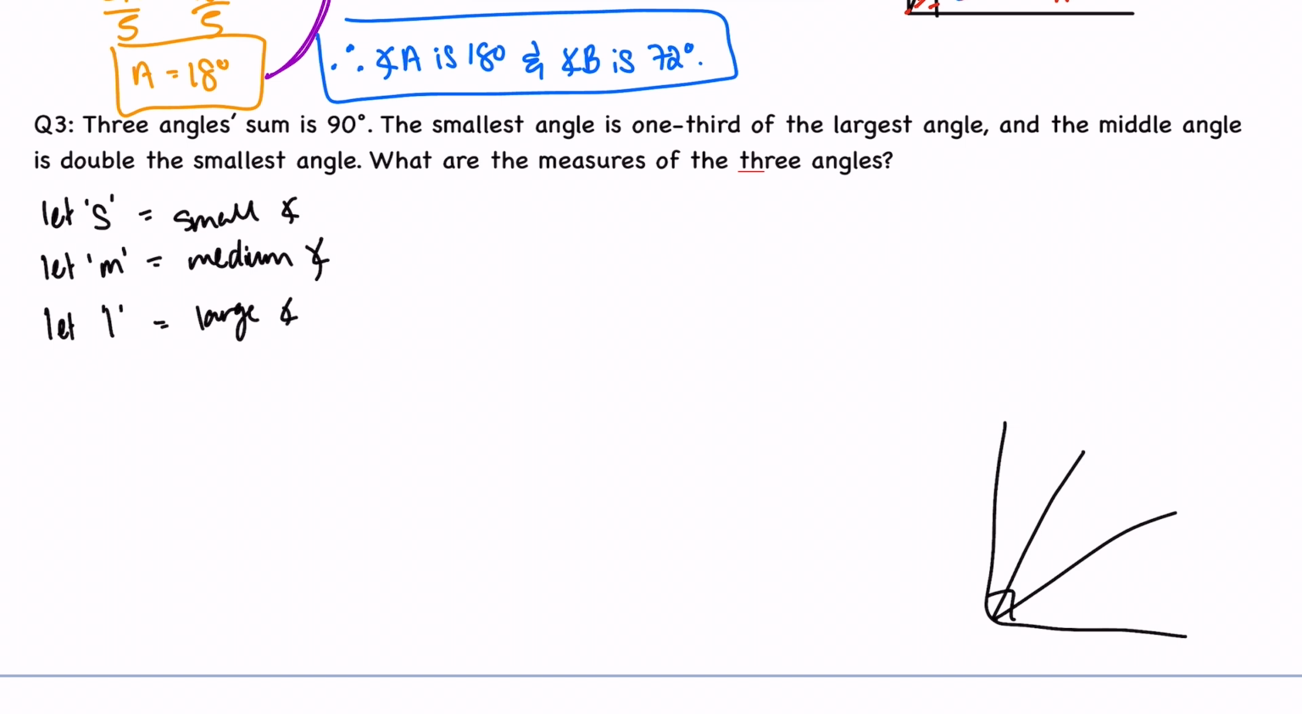So let's form our first equation from the first sentence. 3 angles sum is 90 degrees. So that means the small angle plus the medium angle plus the large angle equals 90 degrees. That's our first equation. In the second sentence, it says the smallest angle is 1/3 of the largest angle. So that means the smallest angle is equal to 1/3 of the largest angle. So that's how we get equation 2. And let me actually write my L's like this so we can distinguish it from a 1.